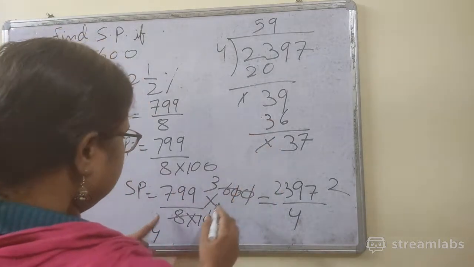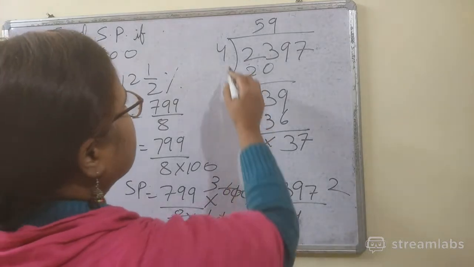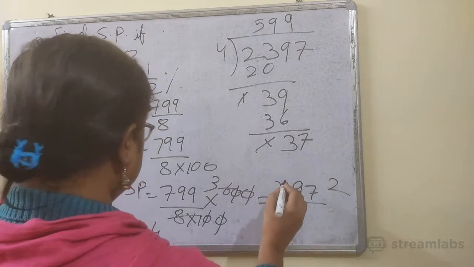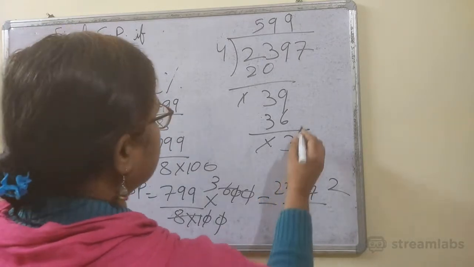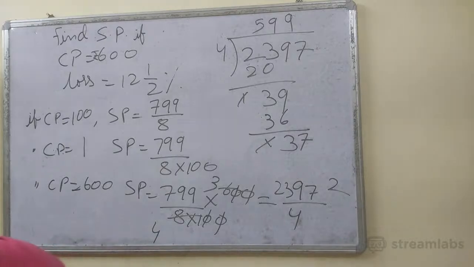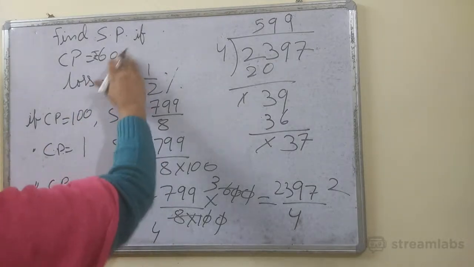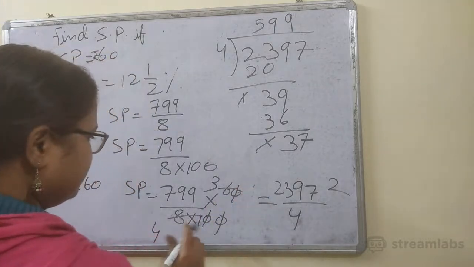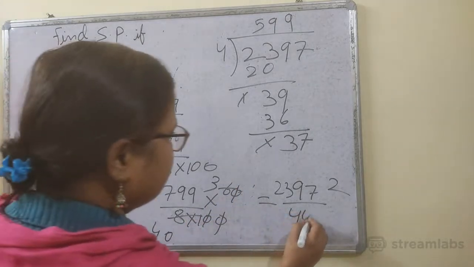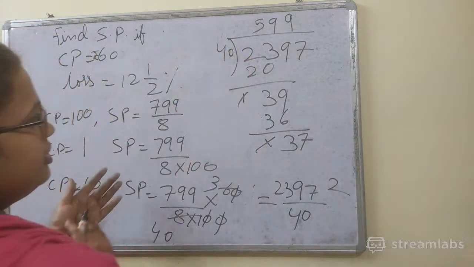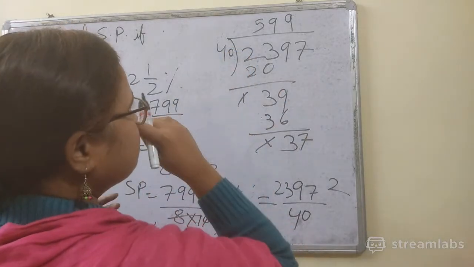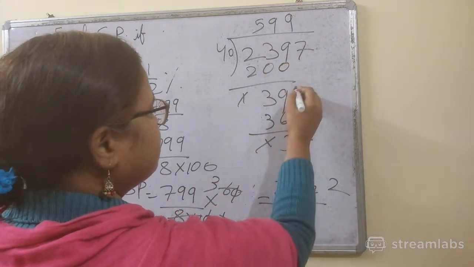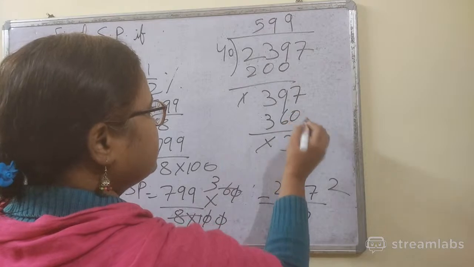Then what? It is here 800, no? 600 is CP, no? Sorry, here it is not 600, it is 60. I am extremely sorry, yes, it is 60 here. So here it will be 40. I am sorry, students. So here it will be 200. So 200, then 9, then 7 here, then 360.